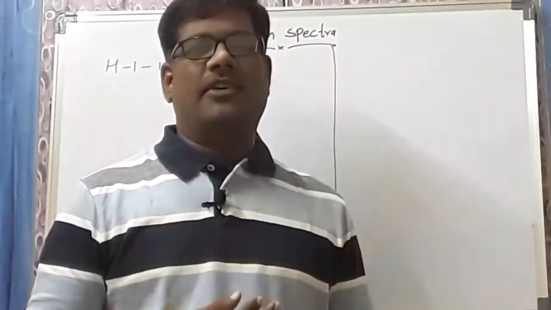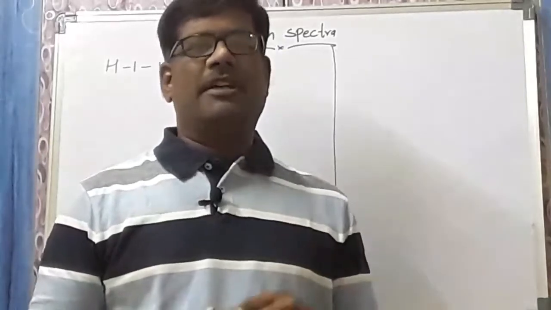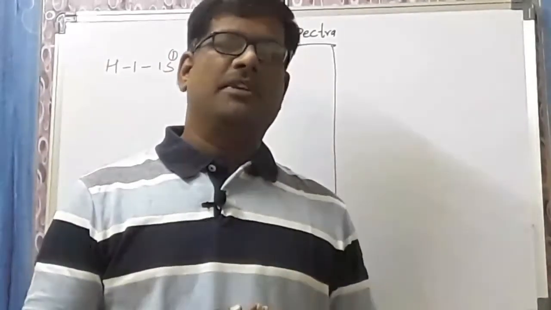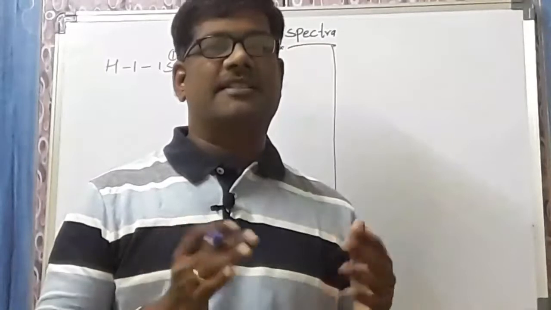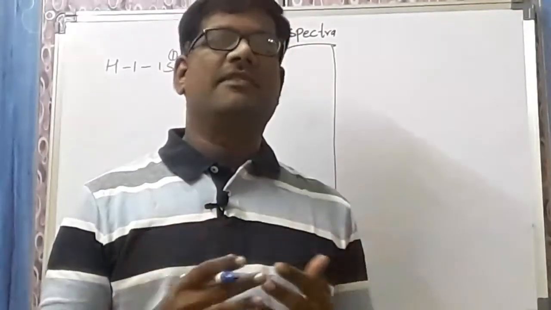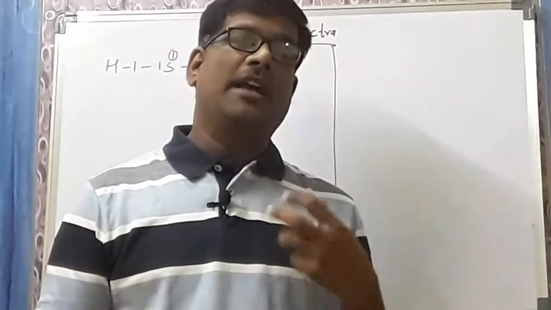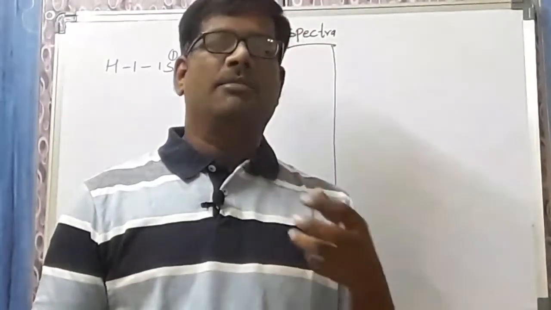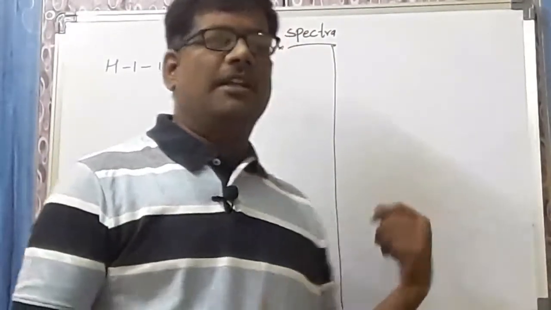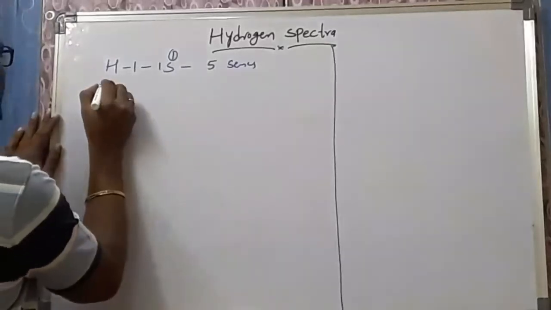So how are the series forming? It has only one electron, so we can expect only one spectral line, but we will get 5 spectral series, and each series will have plenty of lines. So why does hydrogen give such a large number of spectral series? Let us take the series.